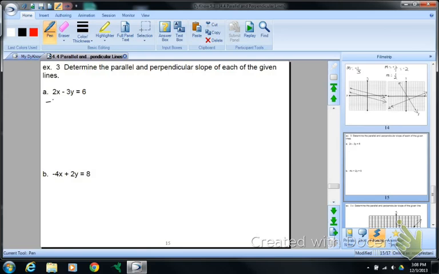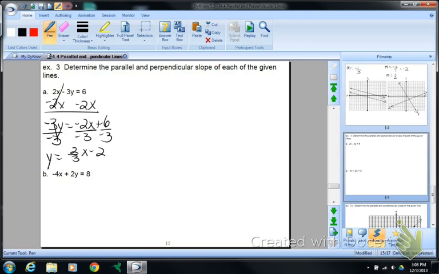So we subtract 2x on both sides. So that's negative 3y is equal to negative 2x plus 6. Divide by negative 3. So y is equal to positive 2/3 x minus 2. So what is the slope of this equation? 2/3. What is the parallel slope? 2/3. What is the perpendicular slope? Opposite and the reciprocal. Negative 3/2. Y'all agree?